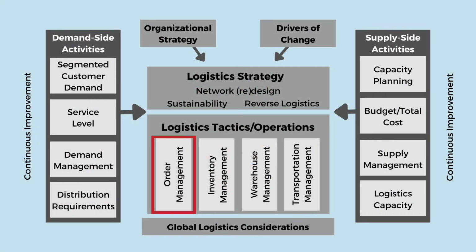Module 5, Order Management, first addresses customer relationship management, which is really the set of processes and tools through which long-term relationships with customers are developed and maintained. Then we focus on the knowledge and skills needed to manage inbound, intra-company, and outbound customer orders.